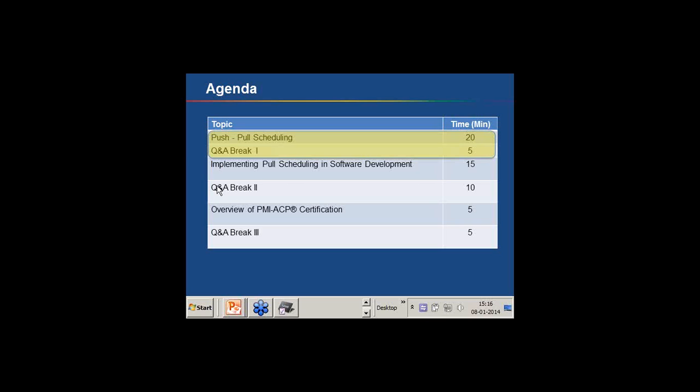Another question is how push or pull scheduling is related to agile. That part would be covered in segment 2. We will see that Scrum-based, agile-based, or Kanban-based development primarily use pull-based scheduling, because we don't make a detailed project plan. We do things progressively, and that is how pull-based scheduling is related to agile.